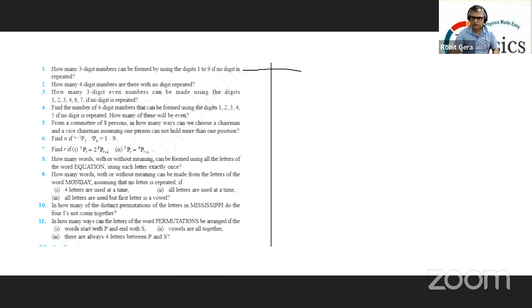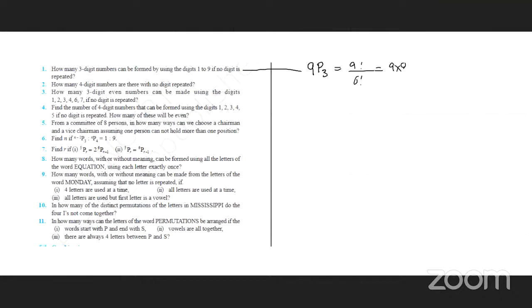So the total number of permutations is 9 into 8 into 7. You used the counting principle.